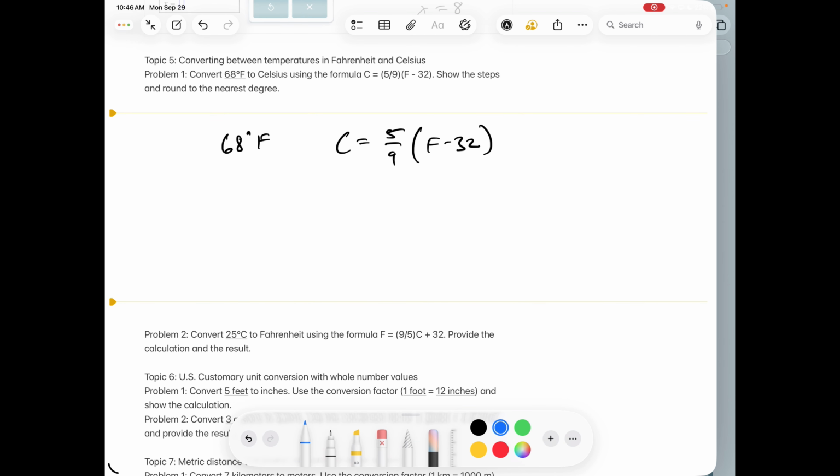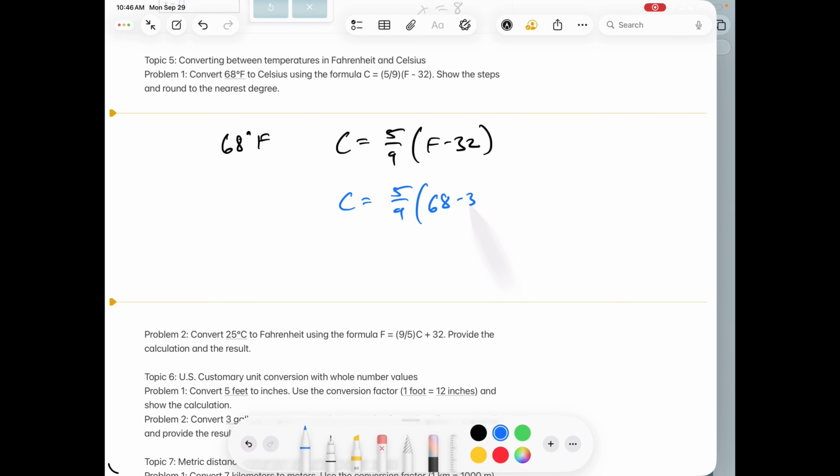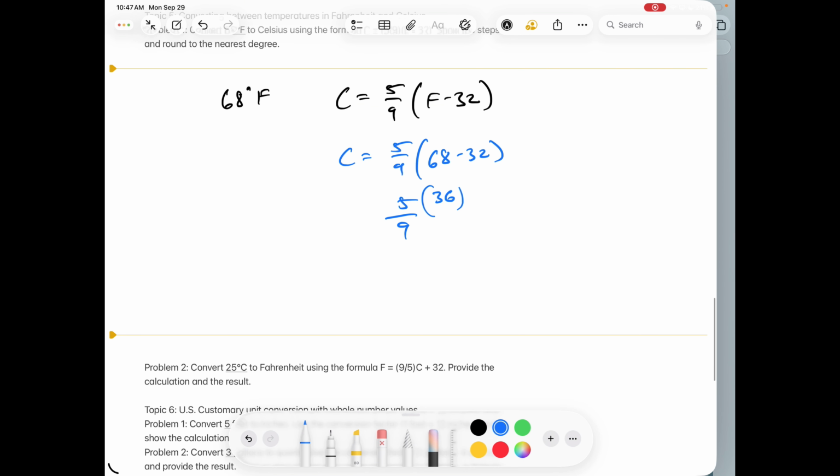So we would do 5/9 times 68 minus 32. That would be 36 times 5/9. Most of these I think you can do without a calculator, but you may have to. So this would be like 36 divided by 9 would be 4. 4 times 5 would be 20.